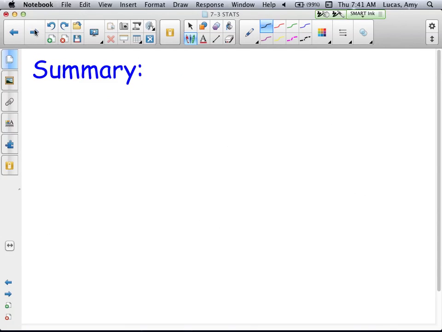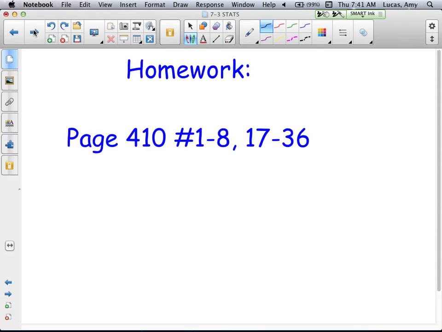You should be able to write a summary now. And here are your homework problems. Please make sure to go back to your notes if you're wondering what form to write your answer in, or look in your textbook at the examples in your textbook.